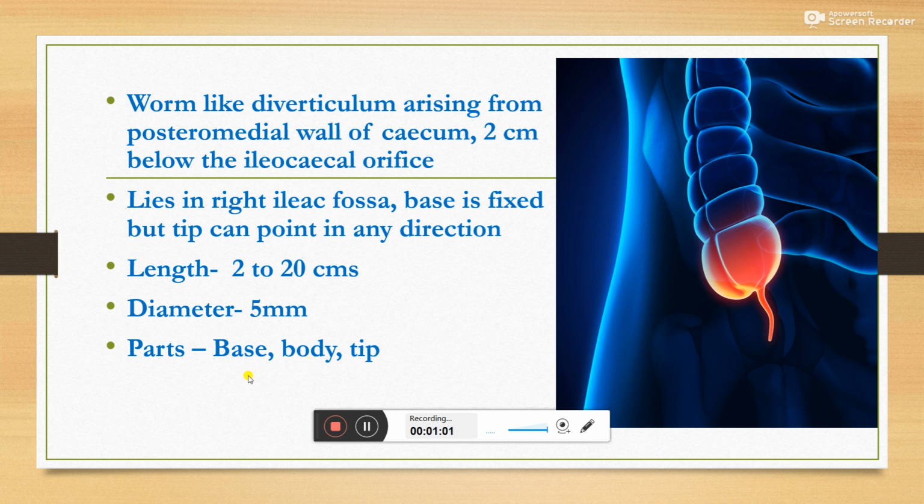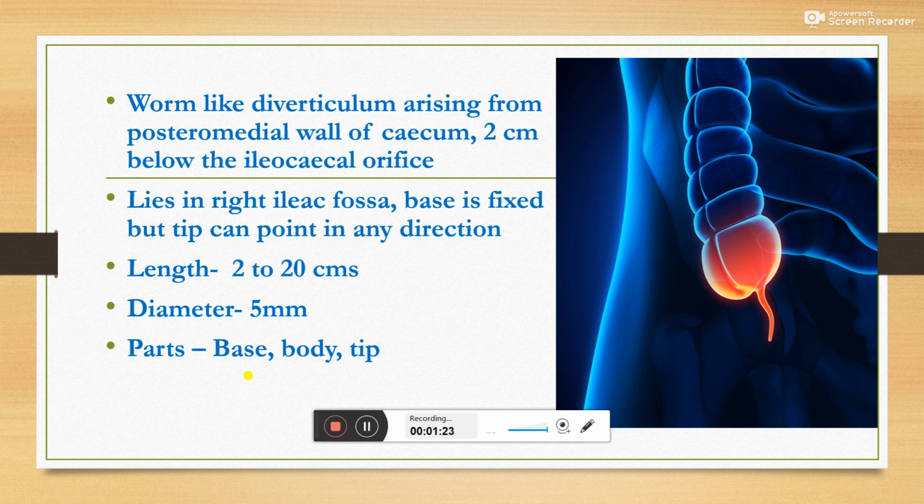The base is attached to the posteromedial wall of the cecum about 2 cm below the ileocecal junction. All three tinea of the cecum converge to the base of the appendix. This anatomical fact serves as a guide to the surgeon to search for the appendix during appendicectomy.